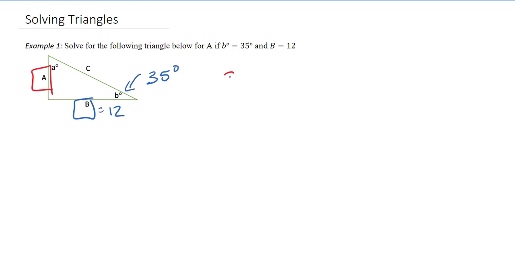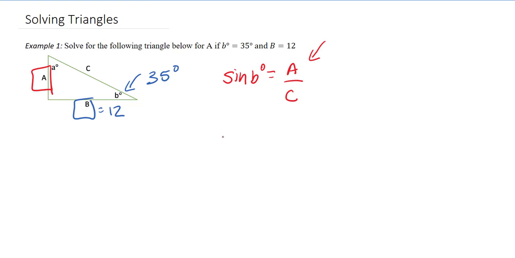So we know sine. Sine of B would be the opposite over hypotenuse. So that's A over C. So we need to solve for A, right? But we don't know what C is, and we only know what the angle for B is. So we need to have two knowns and one unknown to solve for this.